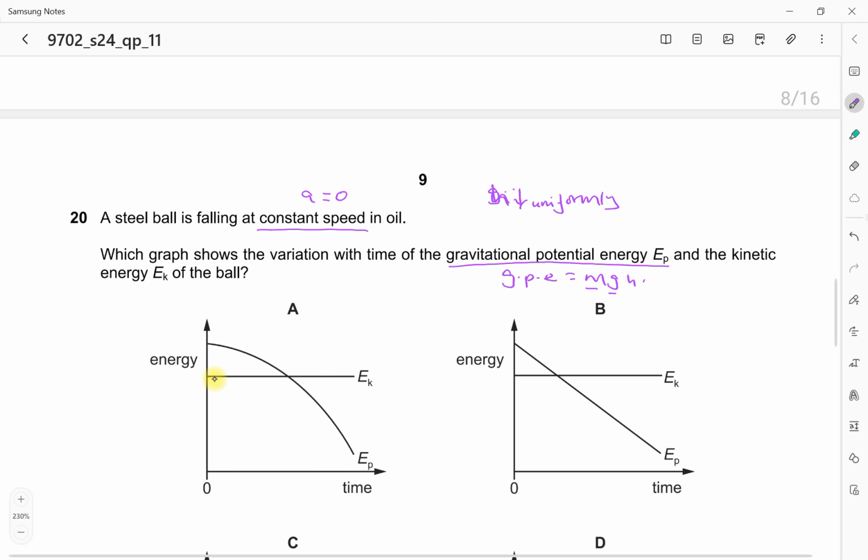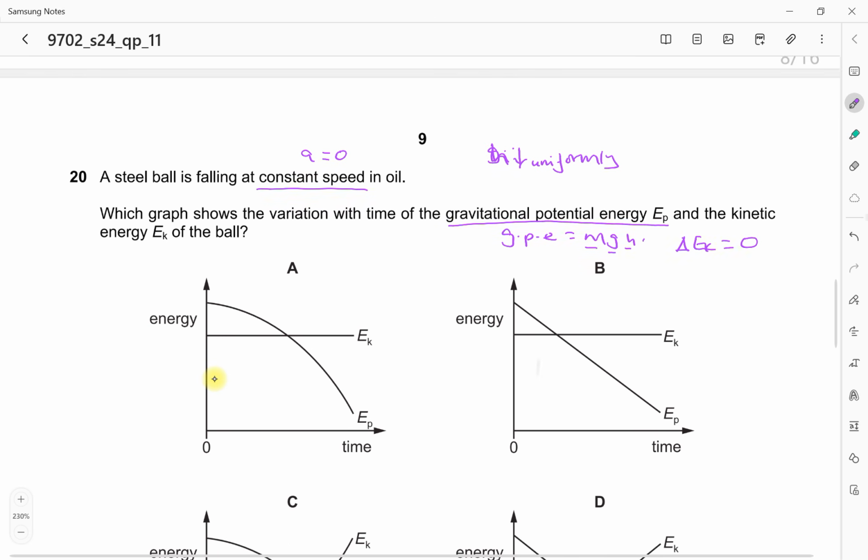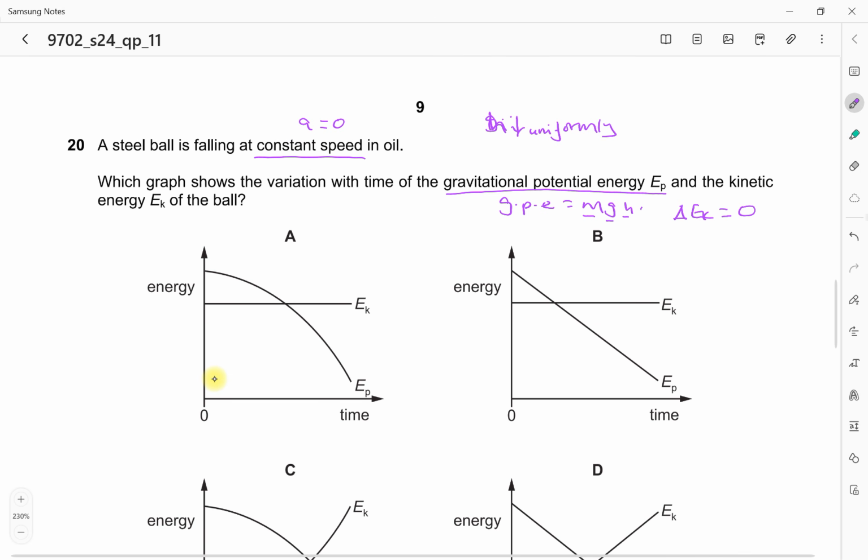Mass is a constant, g is a constant. Because the speed is a constant, the h decreases uniformly. So gravitational potential energy should decrease uniformly. That means it should be a straight line. Then the kinetic energy, because the speed is constant, the change in kinetic energy should be equal to 0. So the kinetic energy should be constant, which is a horizontal line. So which graph shows the variation with the time of the gravitational potential energy and the kinetic energy?